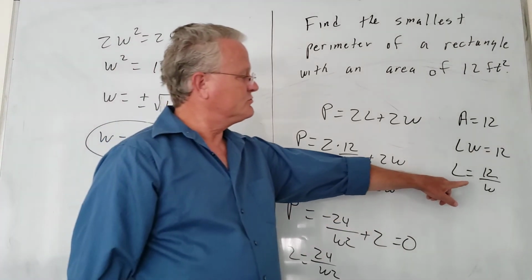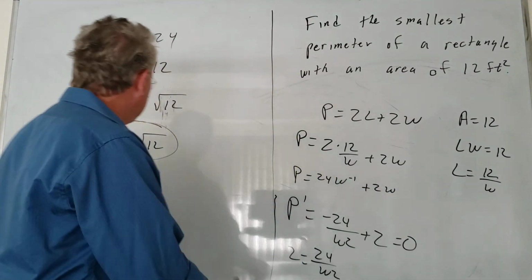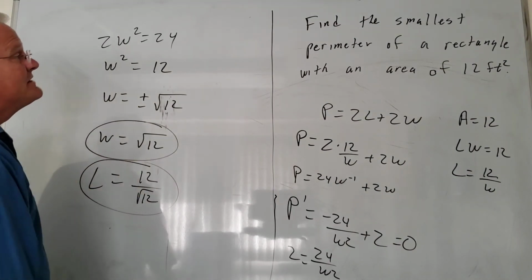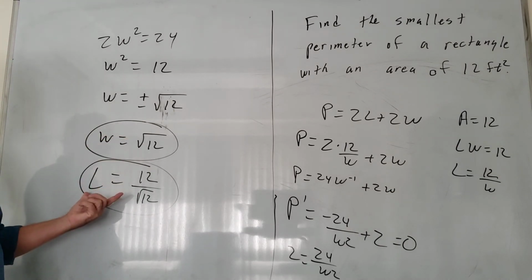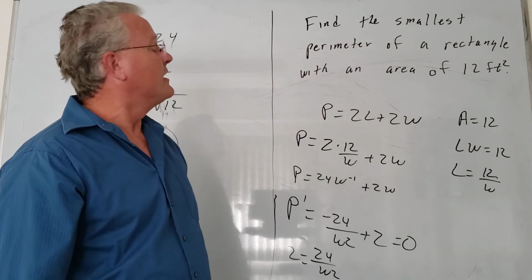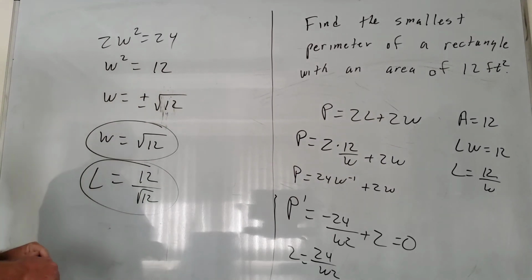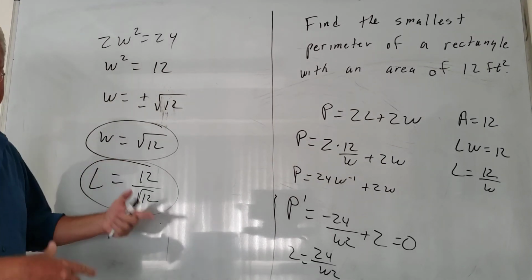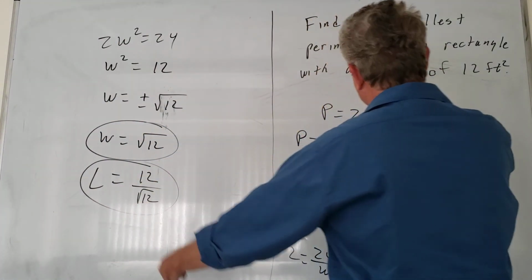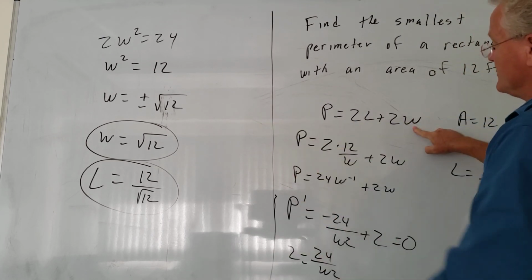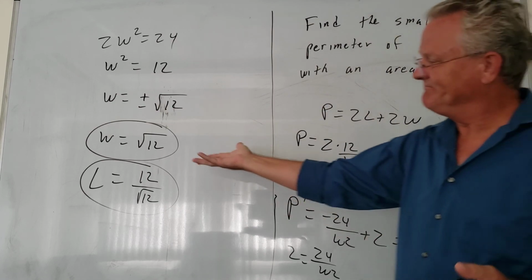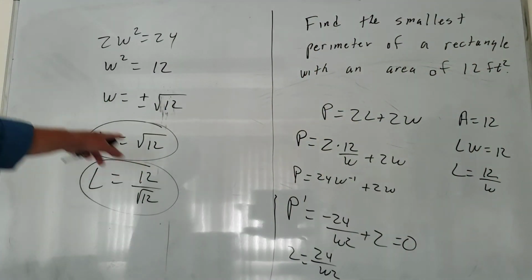Well, if the width is the square root of 12, then the length is 12 over the square root of 12. And those are the dimensions for our length and width to get the smallest perimeter of this particular rectangle. Now, what is the smallest perimeter? If we want to actually find the smallest perimeter, just plug in 12 over root 12 for L and root 12 for W. That would be our answer for the smallest perimeter. But this is the answer for the dimensions.